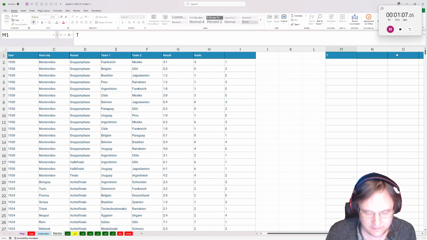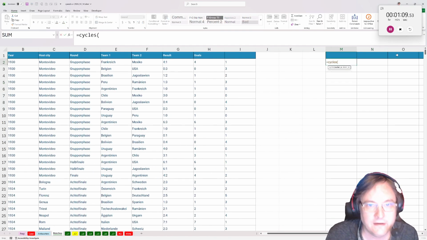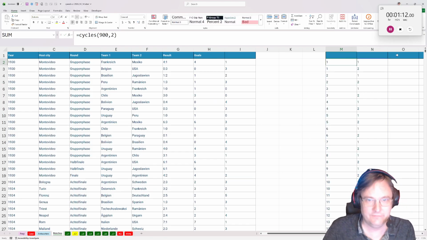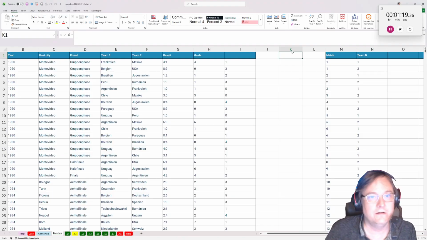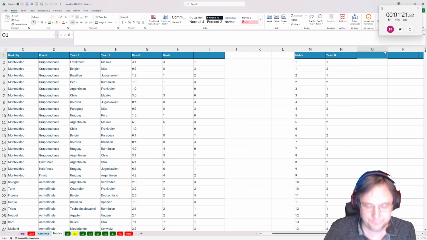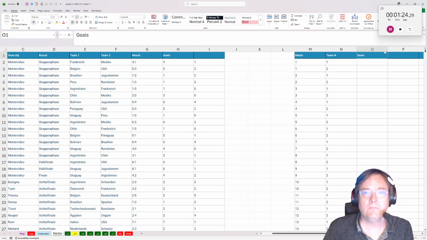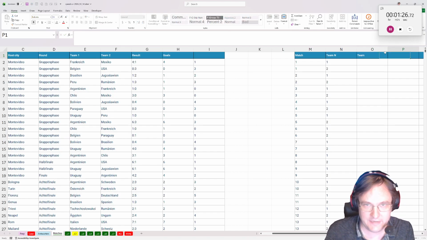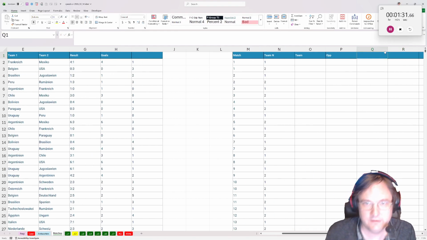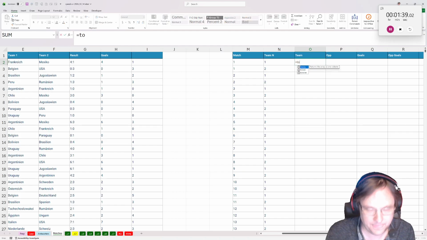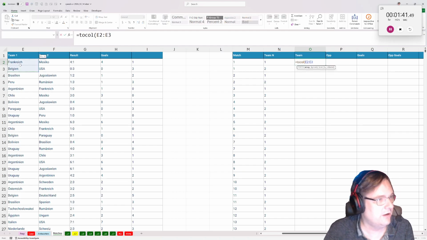And then here I'm going to put cycles, 900 cycles of 2 is my little lambda that just counts up like that. So this is the match number, team number, what is, so it's the team name, and then the opponent name, goals, opponent goals. This is just a regular to call.